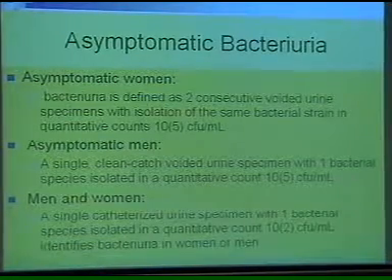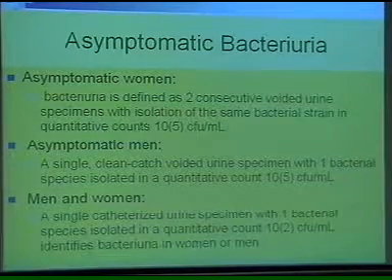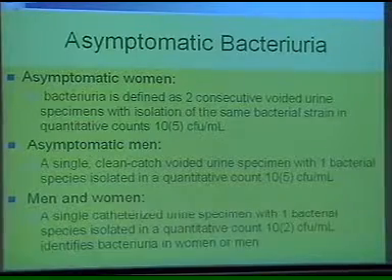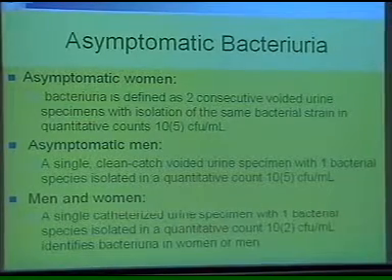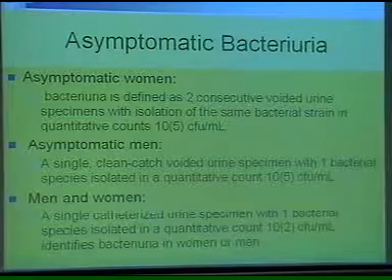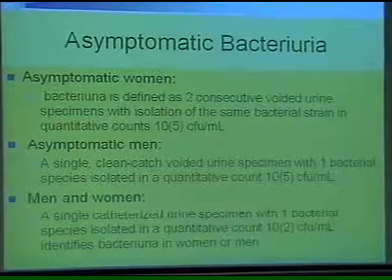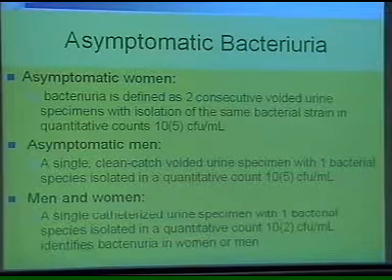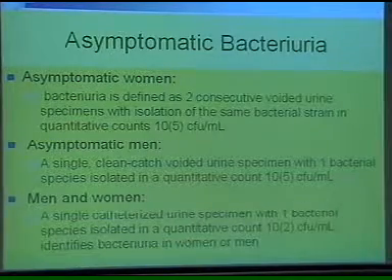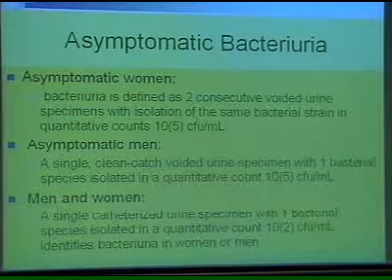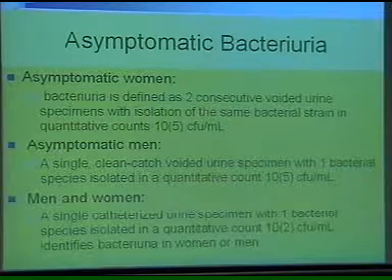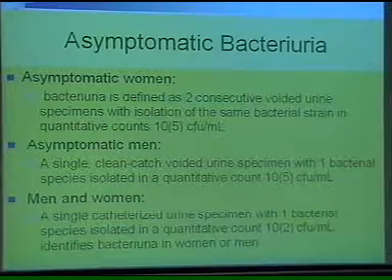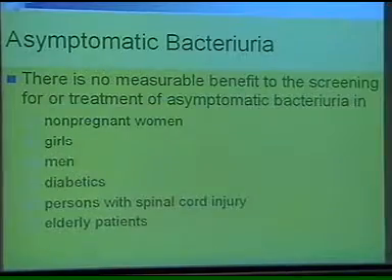In women, the bacteriuria should be confirmed by 2 consecutive midstream clean catch voided urine specimens, and the colony count should be more than 100,000 colony forming units. While in men, even if a single clean catch specimen grows 100,000 colonies, it comes under asymptomatic bacteriuria. If a catheterized specimen is taken, then the threshold for labeling significant bacteriuria is 10 raised to power 2 colony forming units.